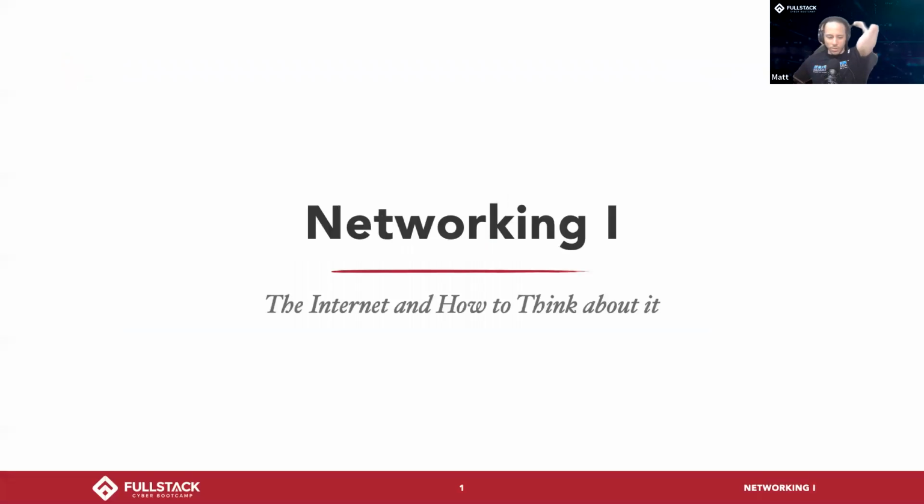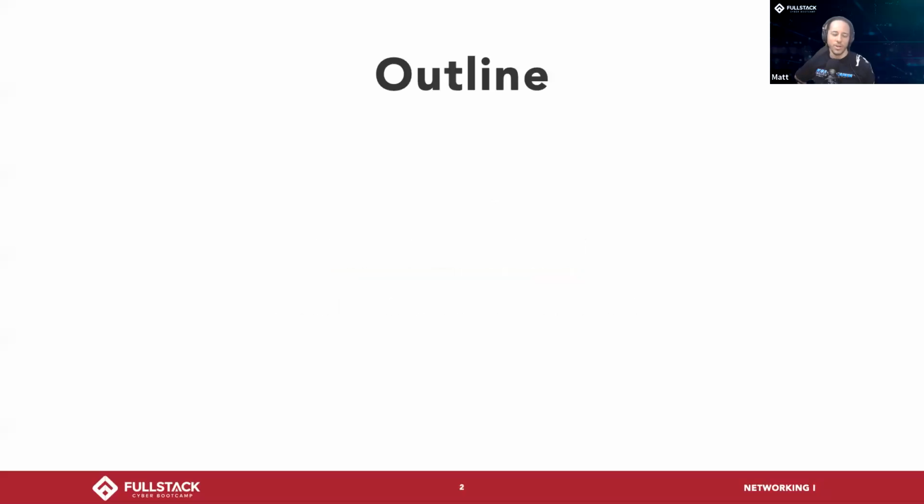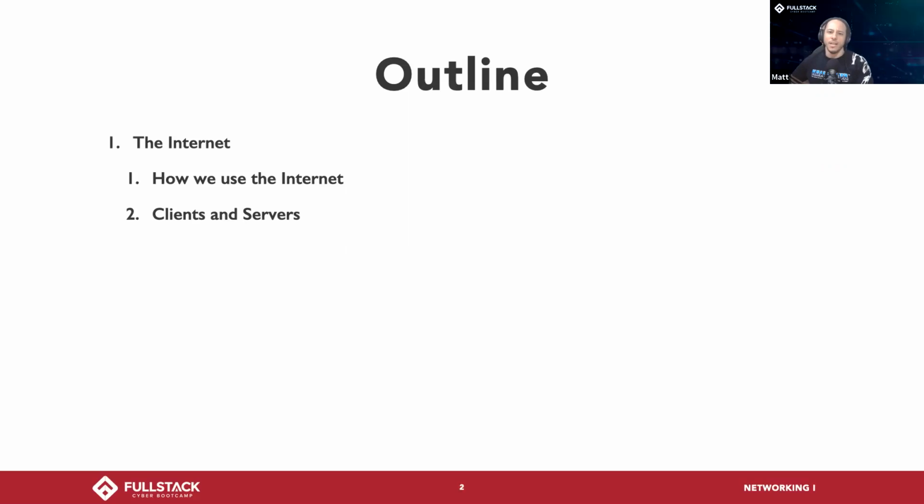Cool. So let's get started. Networking 1, the internet, and how we're going to think about it and how it works is what we're going to be talking about today. So an outline: the internet, right? How we use the internet, clients and servers as this whole model for systems and communications, how we render a web page, how your browser specifically renders a web page so it actually looks like the internet. We're going to talk about DNS, or how your computer is actually able to find servers, right? How it's able to find their addresses.